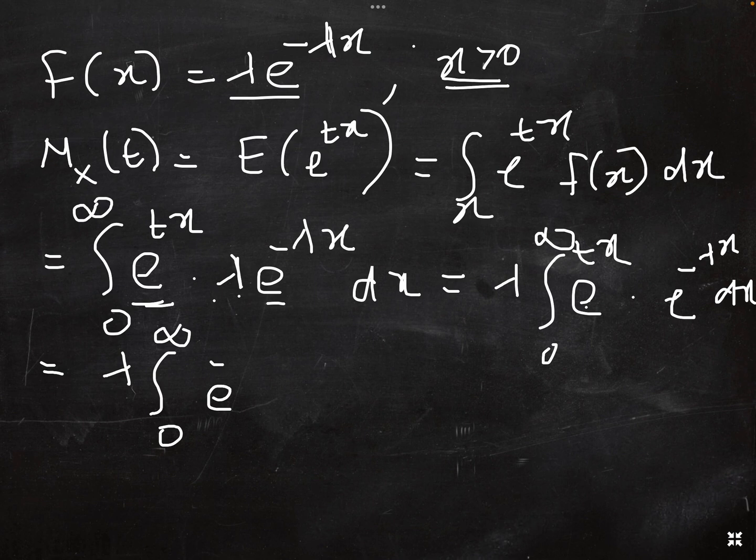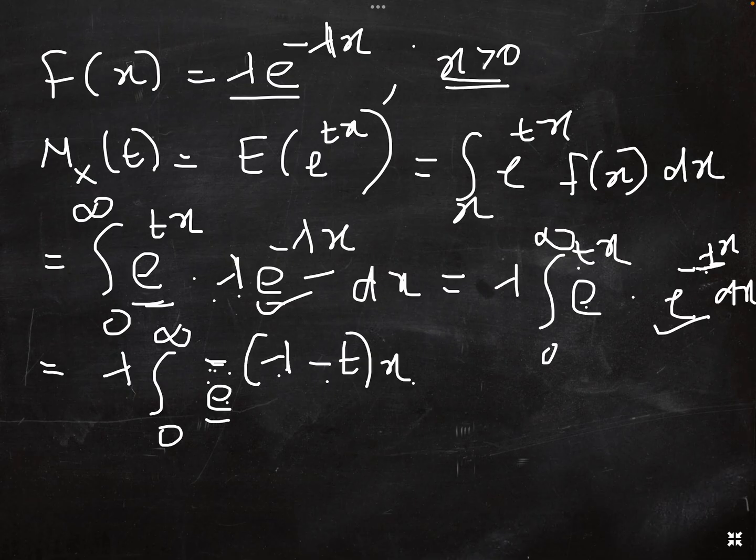So e raised to minus lambda minus t into x, dx. e raised to minus lambda x, that is this term, and e raised to minus tx, that is e raised to tx.